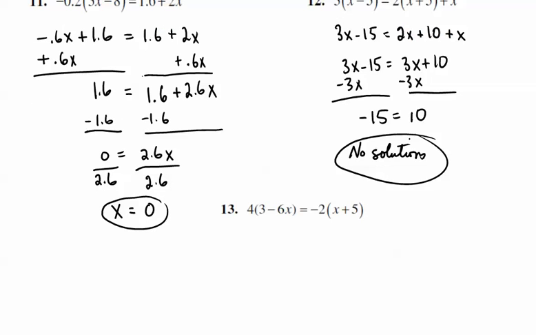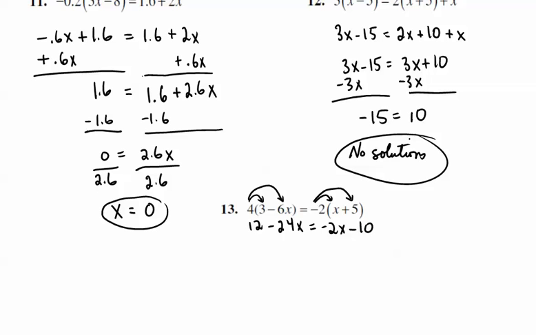Alright, so we only have one more equation in this set. We'll try to squeeze it into this video here. So we're going to distribute. 4 times 3 is 12. 4 times negative 6x is negative 24x. Negative 2 times x is negative 2x. Negative 2 times 5 is negative 10.